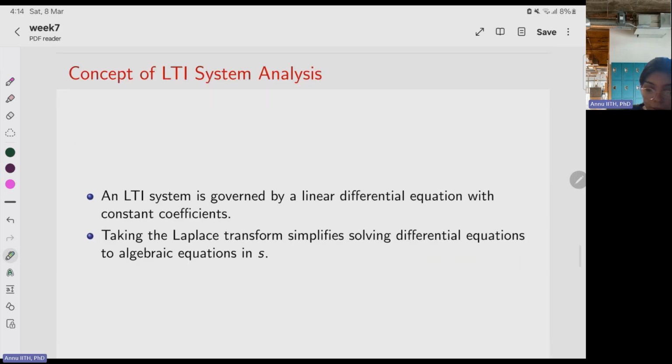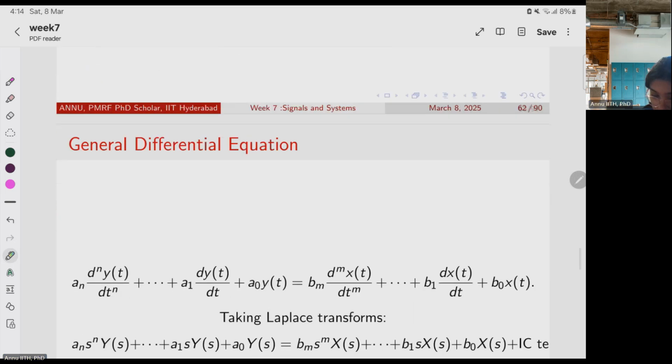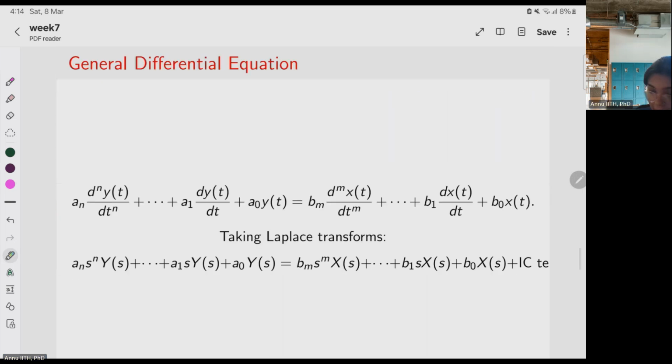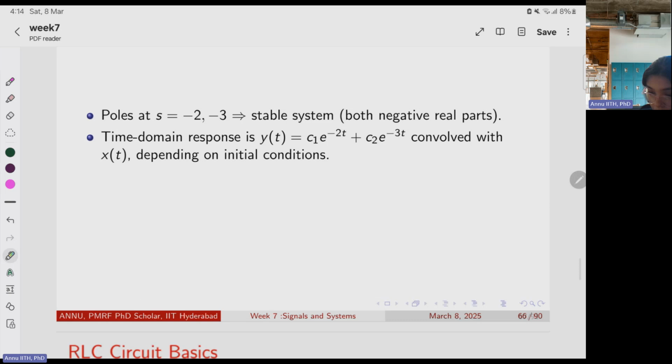So the concept of LTI system analysis: you have an LTI system that is governed by a linear differential equation with constant coefficients. Taking the Laplace transform simplifies solving differential equations to algebraic equations in s. And we know general differential equations have this form. The transfer function has this form. We already talked all about this.